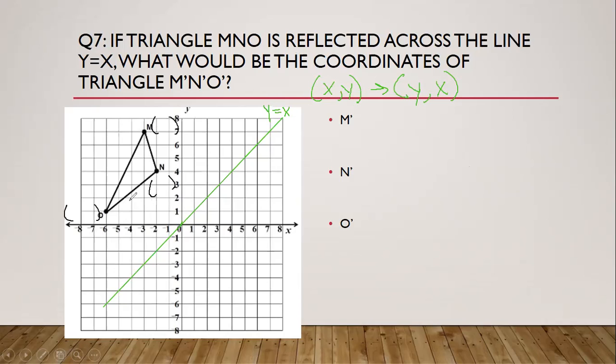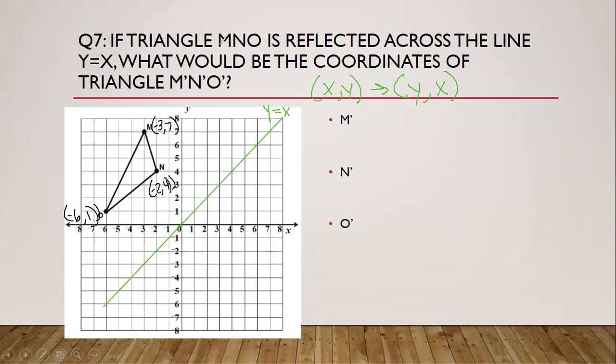Okay, so M looks to be at (-3, 7). N is at (-2, 4). And O is at (-6, 1).